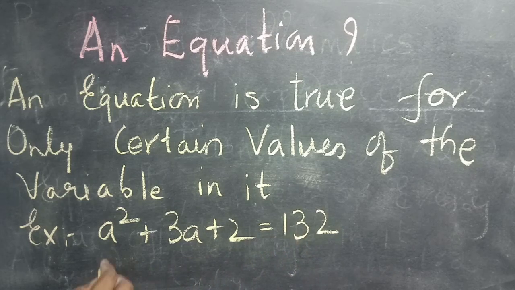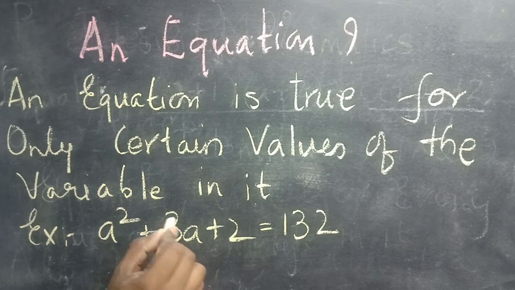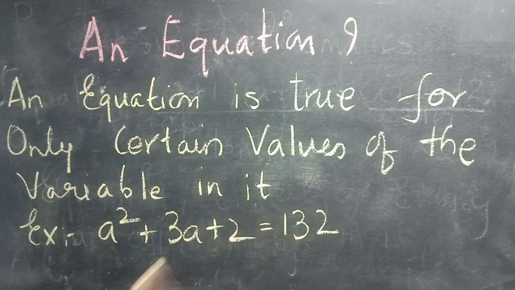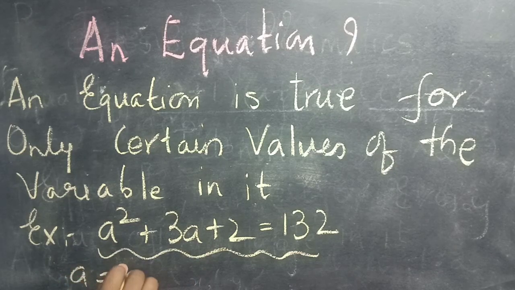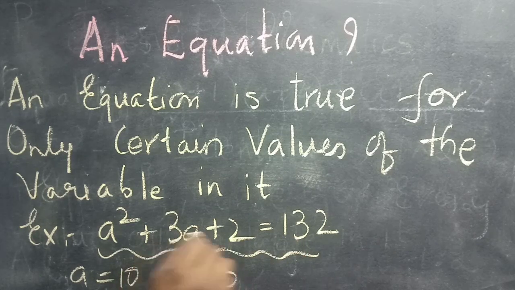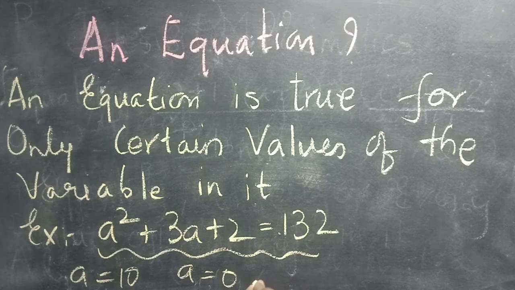Now, if we substitute a equals 0, 0 square plus 0 into 3 plus 2, LHS and RHS will not be equal. An equation is true only for certain values of the variable. If you put a equals 10, LHS and RHS will be equal. If I put a equals 0, LHS and RHS will not be equal.